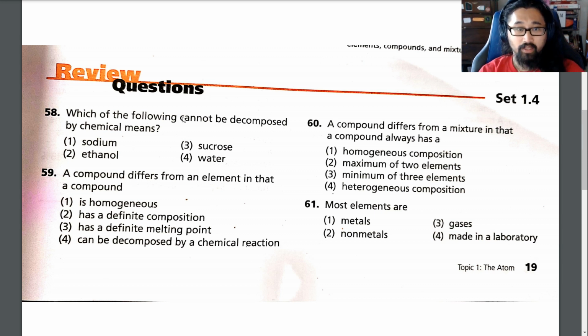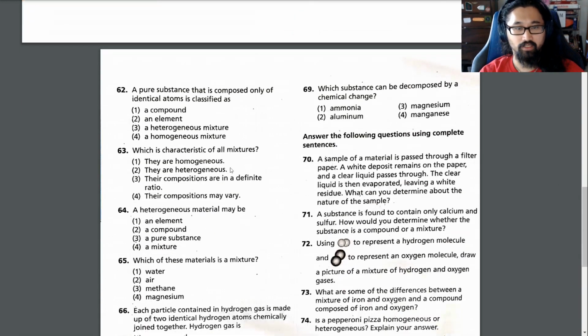Another thing the Regents likes to do is use always, or never, or all of the following except. So we'll take a look at a few of these.